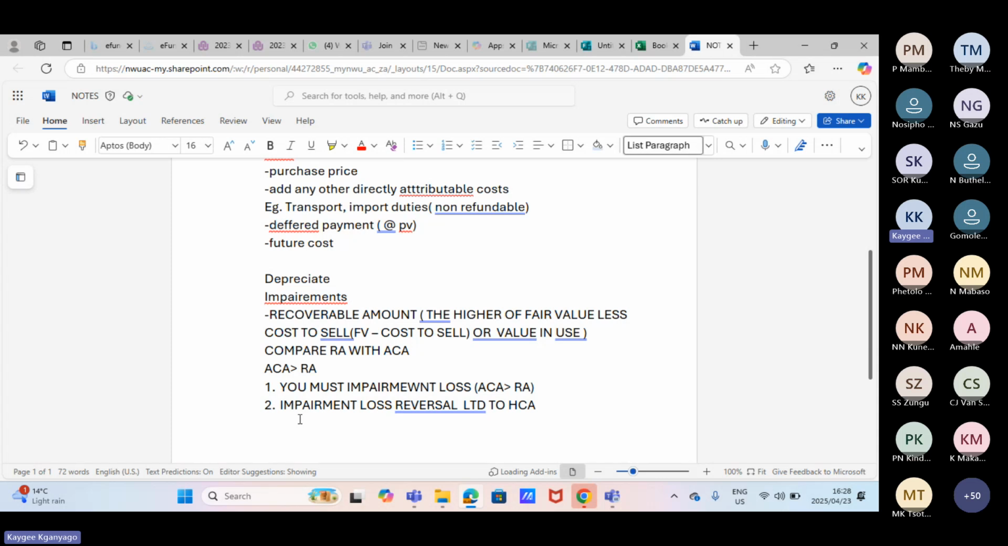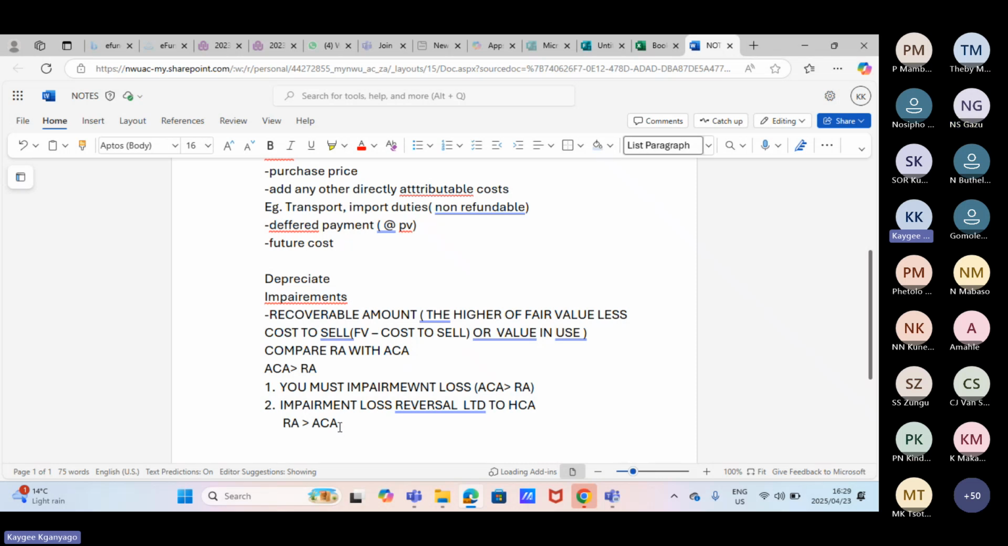So what do I mean by that? You have the impairment loss reversal when your recoverable amount is greater than your actual carrying amount. This is the reversal, agree? This is the impairment loss reversal. Do you agree? Good. You see, now you can reverse, ne?